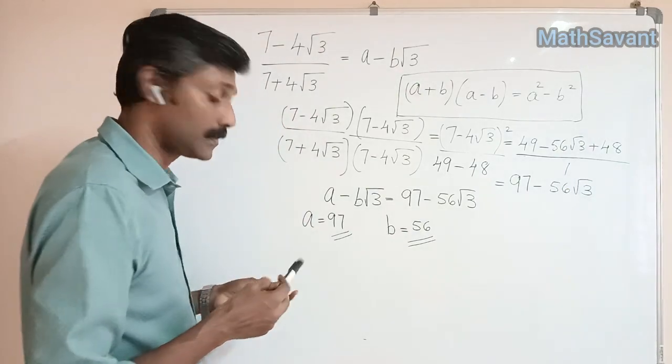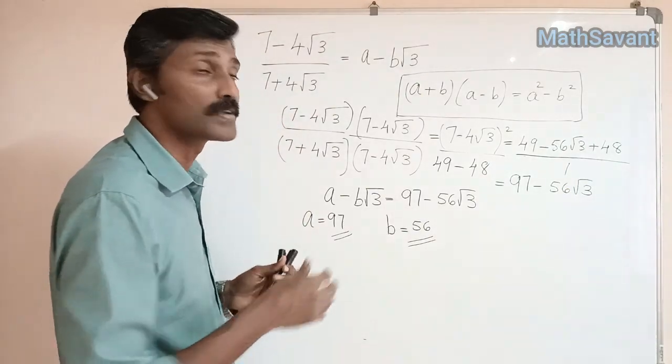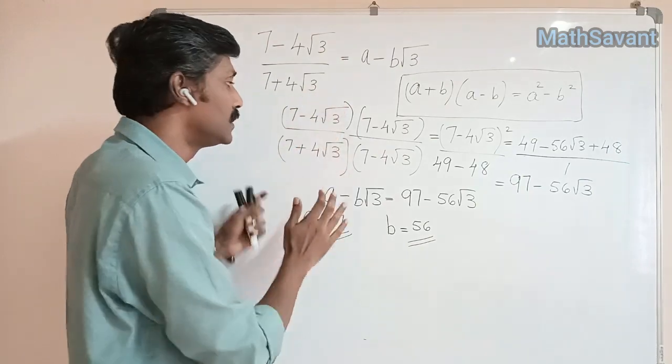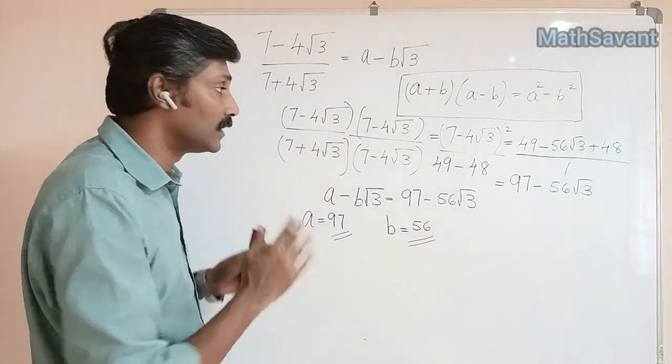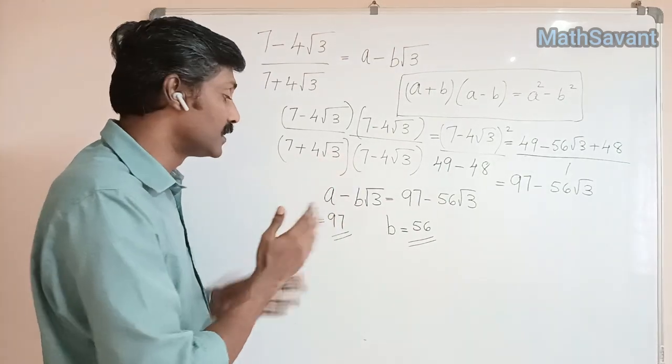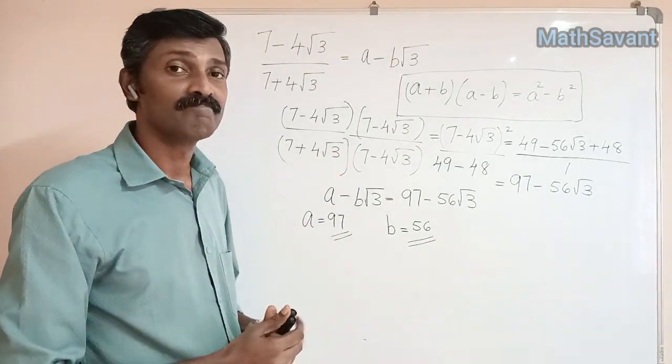So whenever you have some problems like this involving square root in the denominator, use this method to get rid of the square root in the denominator and then compare the like terms and find out the constants a and b. That's it.